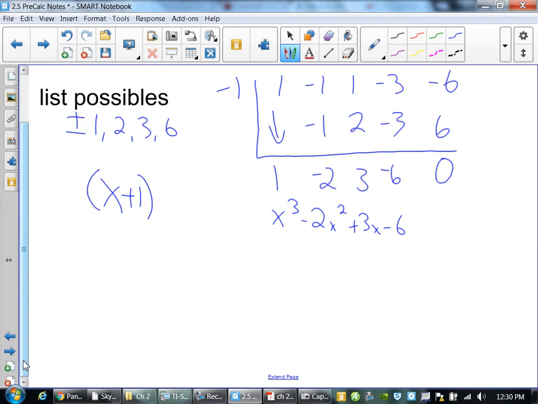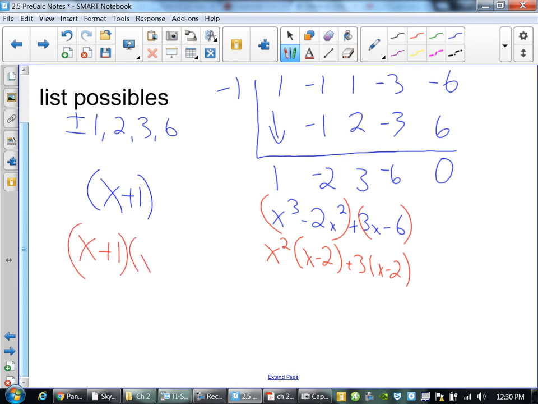Because it's quicker. GCF is x squared, x minus 2. GCF here is 3, x minus 2. Which means my terms will be x plus 1, x minus 2, and x squared plus 3. You could have done that first.